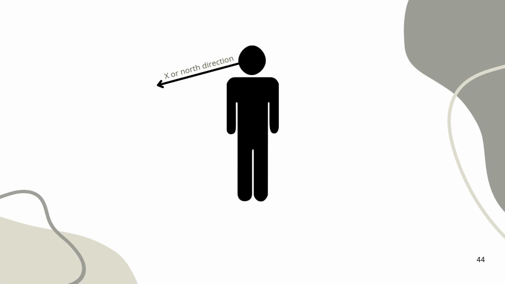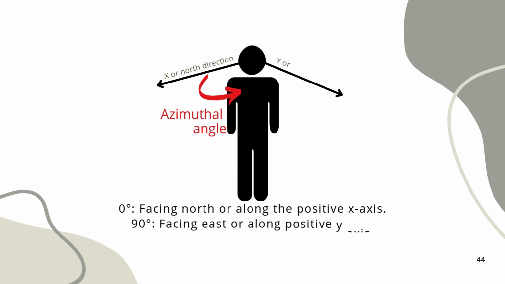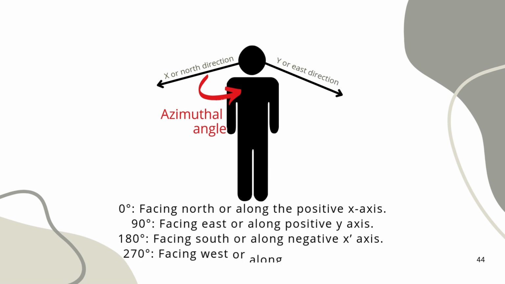It is actually about the orientation in a horizontal plane. It tells us where we are relative to a fixed direction. In most cases, the starting reference is north or the positive x-axis. From there, we measure the azimuthal angle moving counterclockwise. For instance, 0 degrees might point north, 90 degrees is east, 180 degrees is south, and 270 degrees is west.